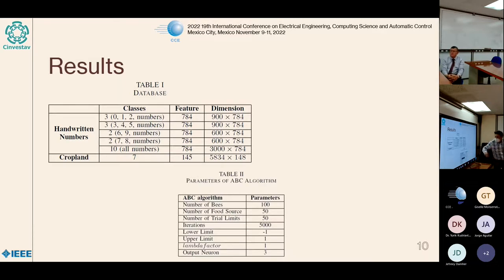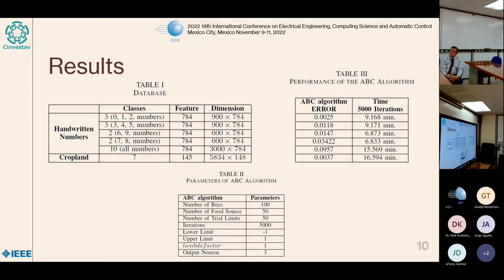For the parameters of the ABC algorithm for all the data sets, I propose 100 bees and 50 food sources. But it's important to check this part: we propose 3 neurons in the output. The first neuron is for dimension 1, the second neuron is for dimension 2, and the third neuron is for dimension 3.